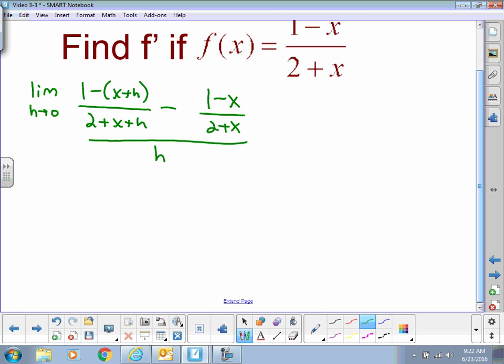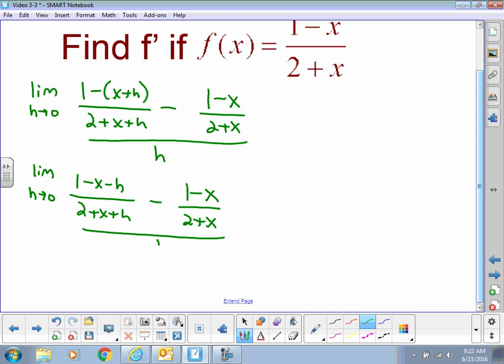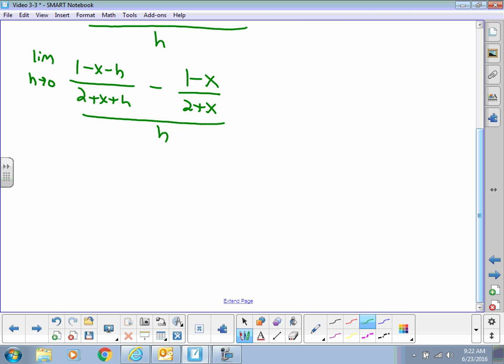If we distribute that negative on top, it'll be the limit as h approaches 0 of (1 minus x minus h) over (2 plus x plus h), minus (1 minus x) over (2 plus x), all over h.